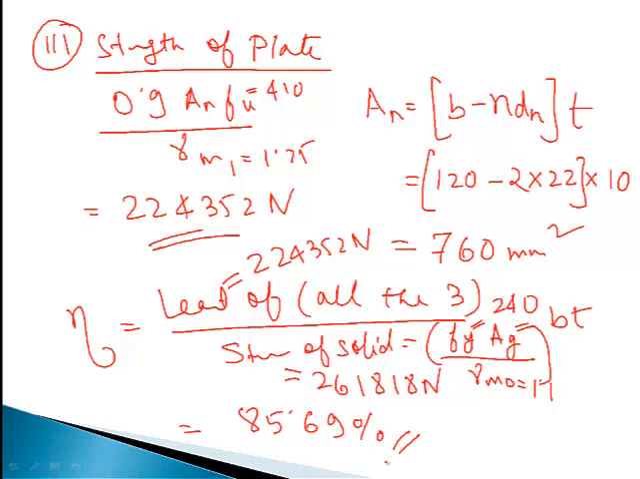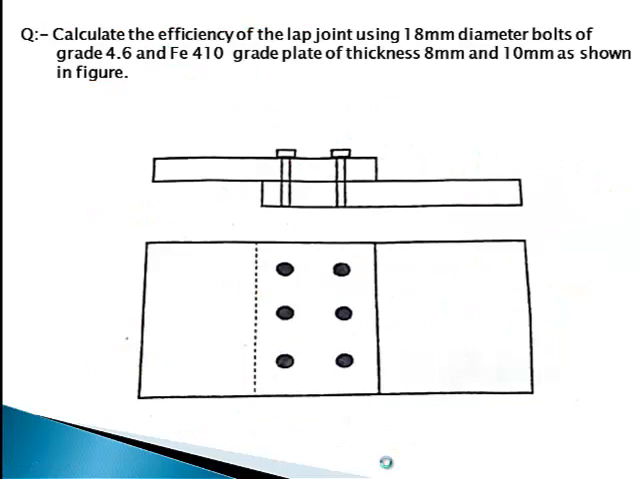Now quickly we see another numerical, this question came in the B.Tech examinations. Okay, so these are all easy. Just see, it is given: calculate the efficiency of lap joint using 18 mm diameter bolts, 4.6 Fe 410, thickness one is given as 8 mm, another is given as 10 mm. So we have to find the efficiency, that means we have to find all the three strengths.